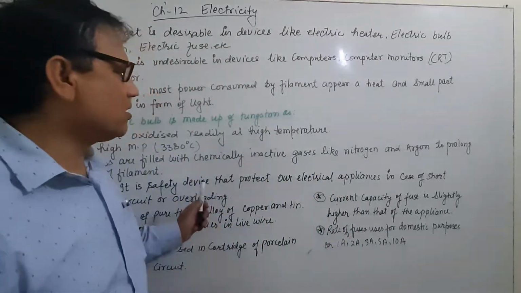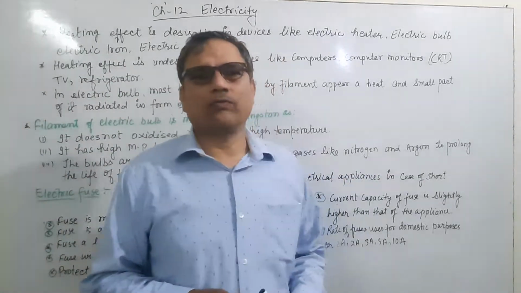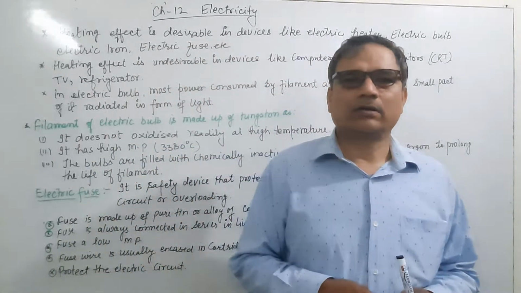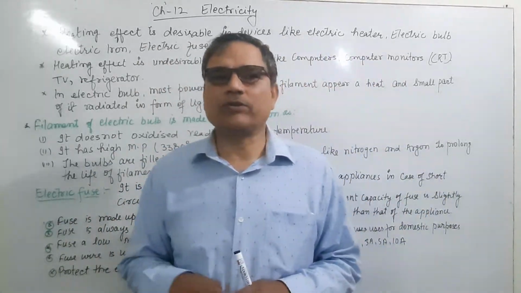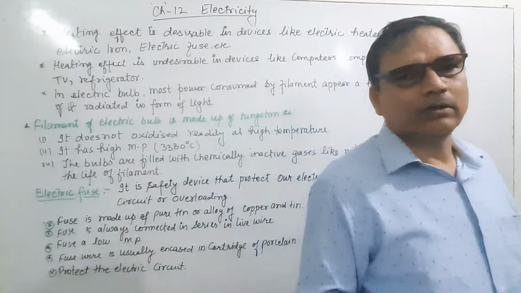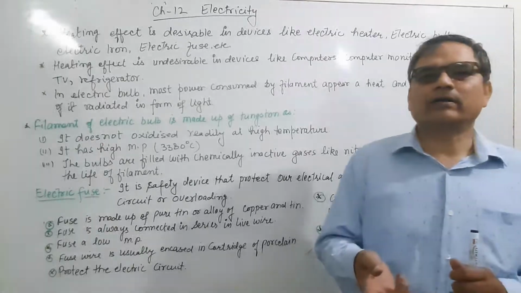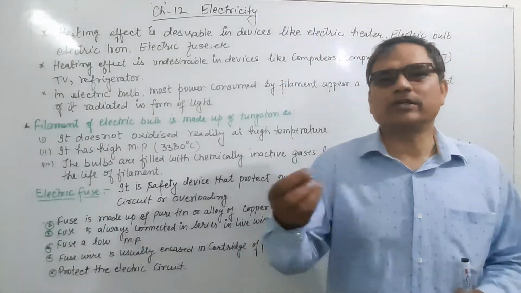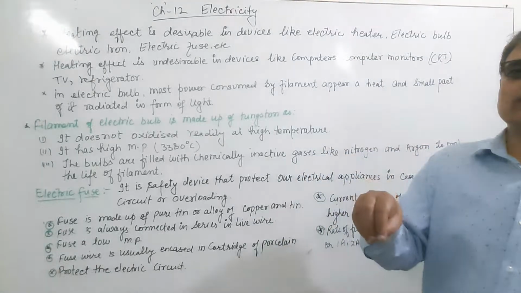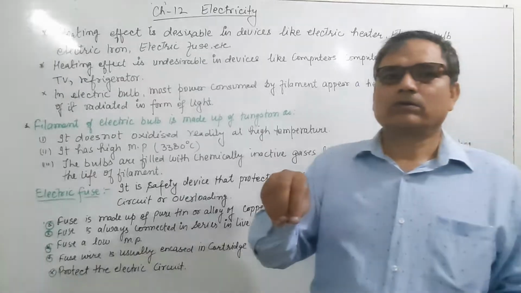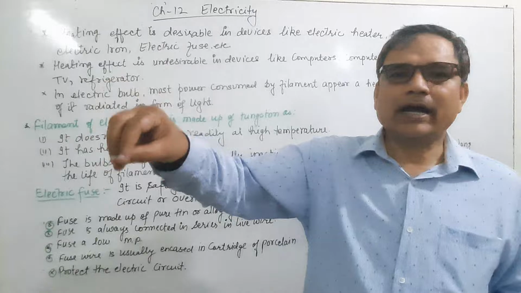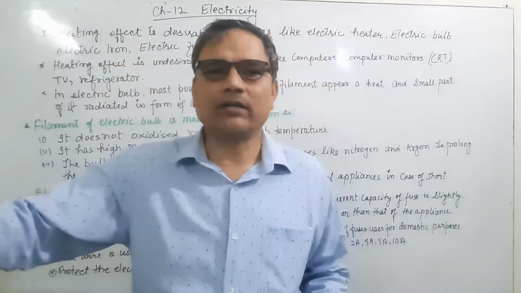with nitrogen or argon, which are inert gases, which do not oxidize, do not damage, and do not affect the filament of the bulb, due to which the life of the filament increases. Why? Due to the presence of inert gas, which helps to increase the life of the tungsten filament and does not allow it to oxidize easily.